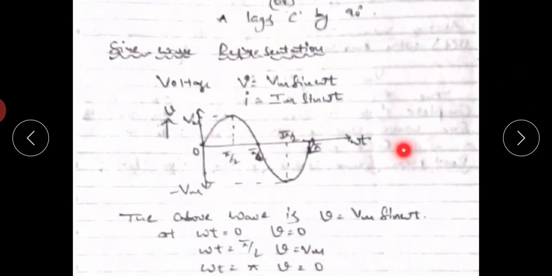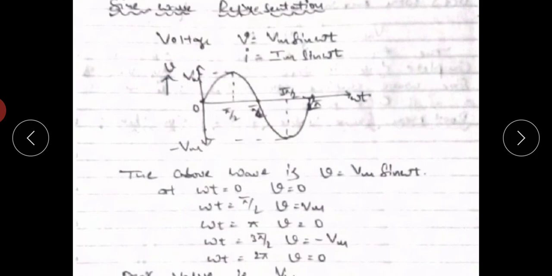By combining all these points, we get this waveform. So the sine waveform equation representation is V equals Vm sin omega t. Here the peak value of the signal equals Vm. The maximum value of the signal is called the peak value. Here the signal maximum value equals Vm, so it is called the peak value. Peak value is Vm.